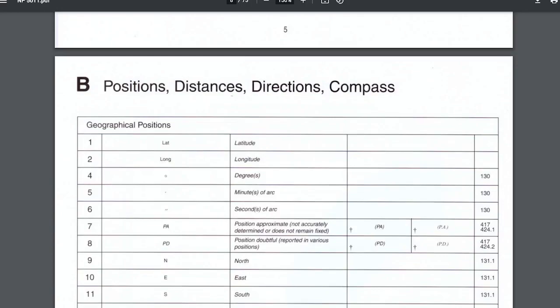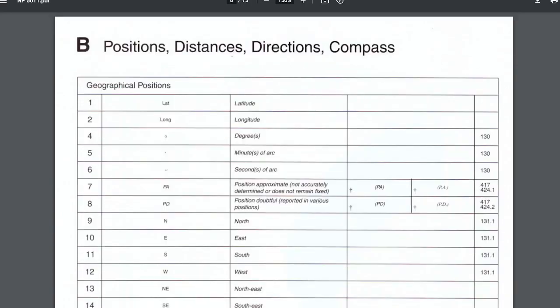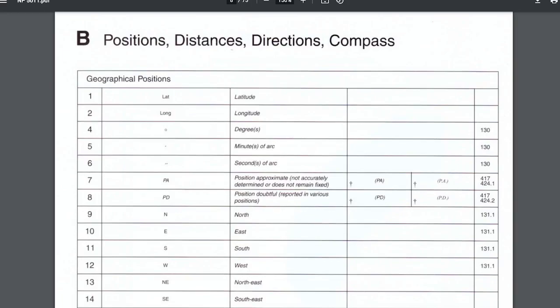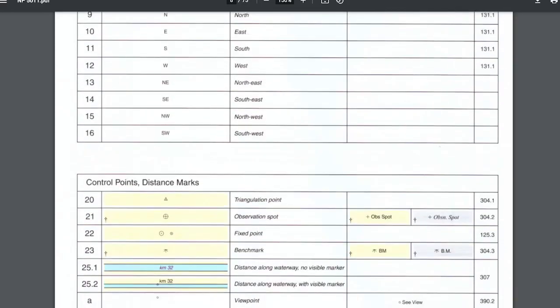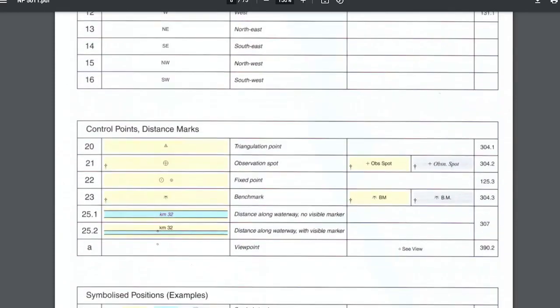So the B part talks about the positions, distances, directions, and compass, the latitude, longitude, and all those abbreviations which are used, what they actually mean. Like NE stands for northeast, and control points, distance marks, viewpoint, benchmark, fixed point, observation spot, and this was the symbol I spoke to you about, that this might not be used anymore.